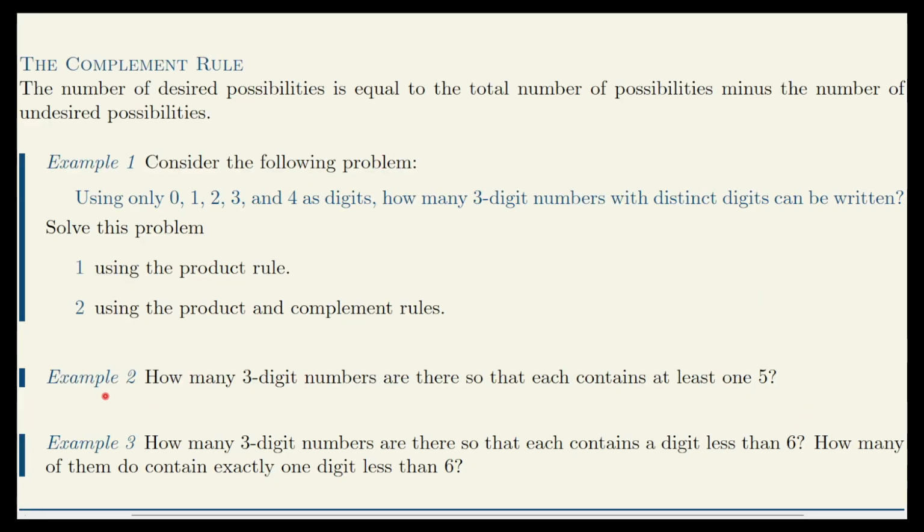So you see here, example 2 is a good example, I would say. It's very simple, but it will illuminate why this is useful. How many 3-digit numbers are there so that each contains at least one 5? Okay? I want to solve this problem in 2 ways again. One, not using the complement rule, and another time using the complement rule. It is extremely important to go back and forth between these methods to learn these things better. I want to wait for you a little bit. So how many 3-digit numbers are there so that each contains at least one 5?